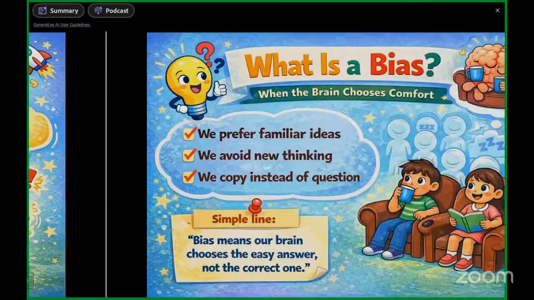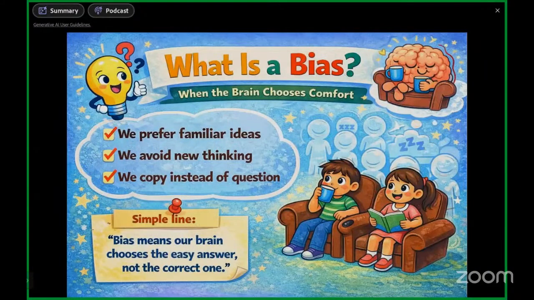Similar to assumption, there is a lot of bias that forms in our brain. It chooses comfort. You don't want to ask why this is happening, you just prefer familiar ideas. You don't want to start thinking newly, so we copy instead of asking questions. Bias means our brain chooses the easy answer, not the correct one. It is very important to understand assumptions and bias, because once you remove assumptions and bias is when you actually start to think innovatively, think scientifically.